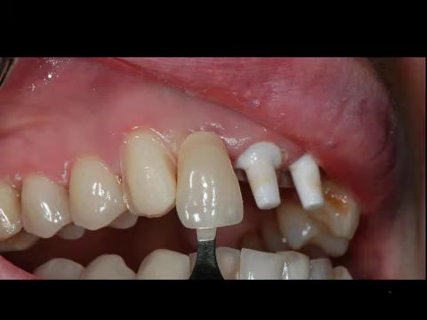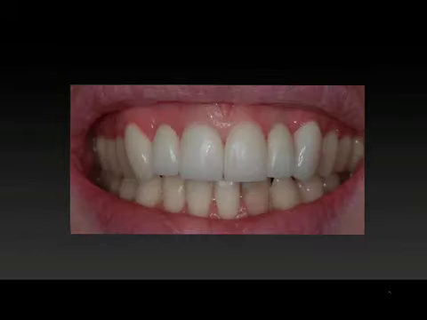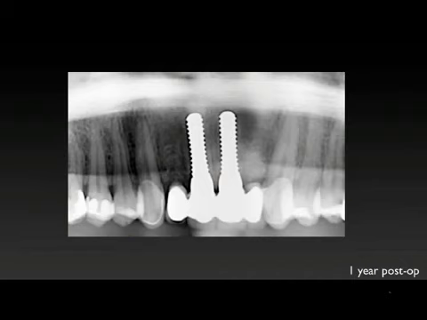We're ready for the impressions. We prepped a little bit of the implant surface, and we're also preparing veneers on the canine teeth. And this is our final restoration in place. Again, we have a 4-unit prosthesis in the front and individual canine veneers. And this is the post-operative radiograph.